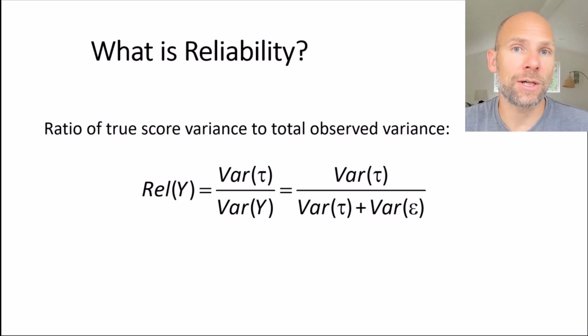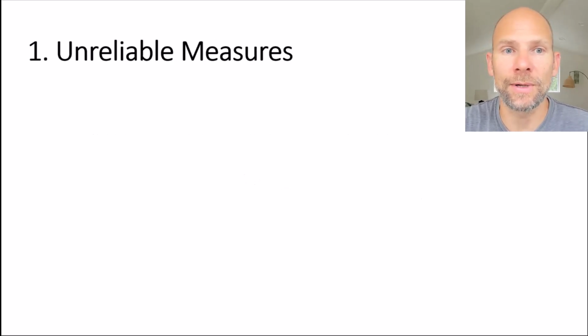And so now the question is, when do you get a high true score variance component and a low error variance component, or the opposite? So when do you find that the error variance component is higher than you would like, or the true score component is lower than you would like? And so let's talk about the first reason.